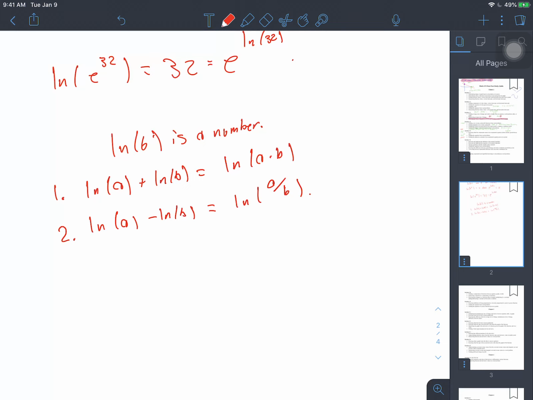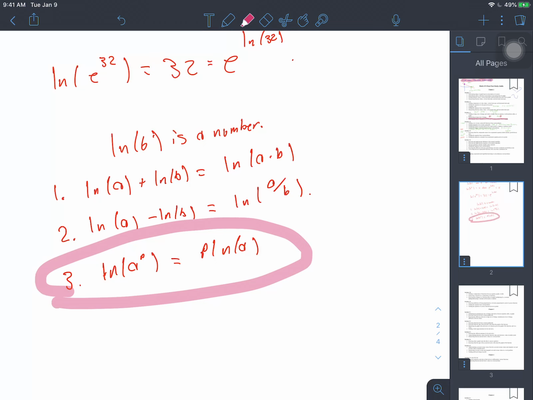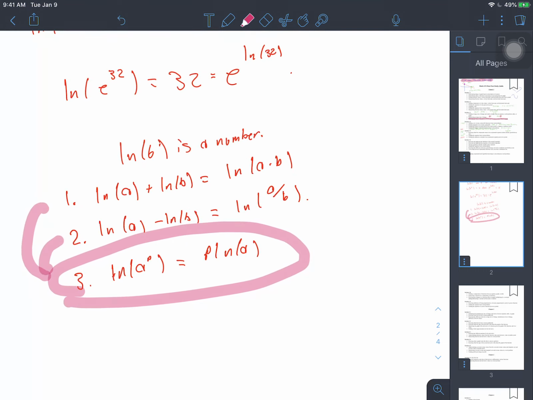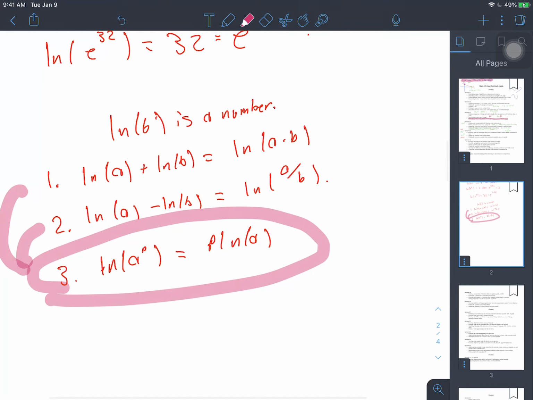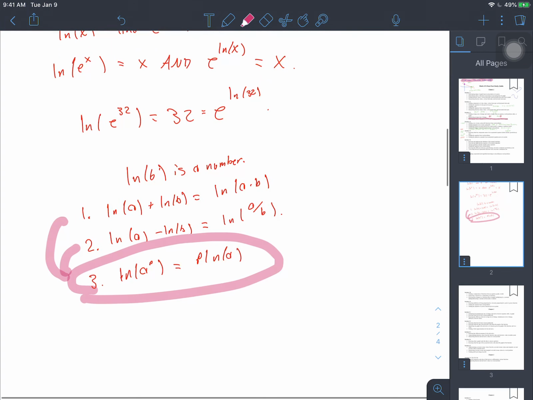And then finally, we had the power rule, which is that ln of a to the power p should be equal to p times ln of a. This is really the most important one. In fact, you can deduce the other two from this one. But really, this is the reason that natural logs were even invented, to get these powers out front. When we have an equation where we want to solve for a power, we really need natural logs.